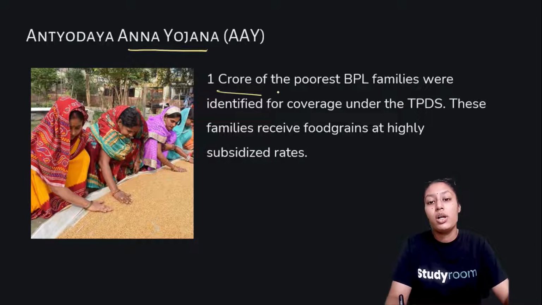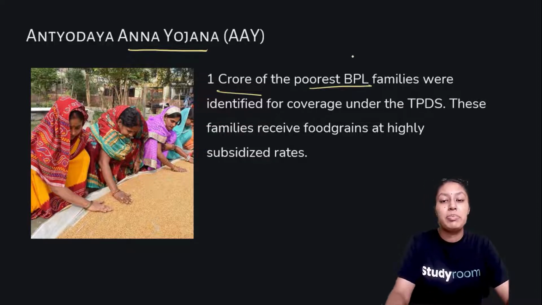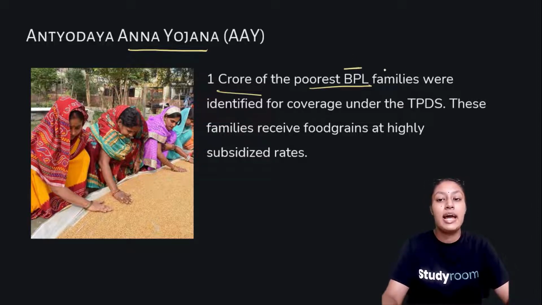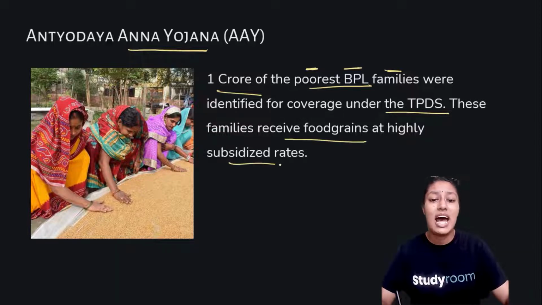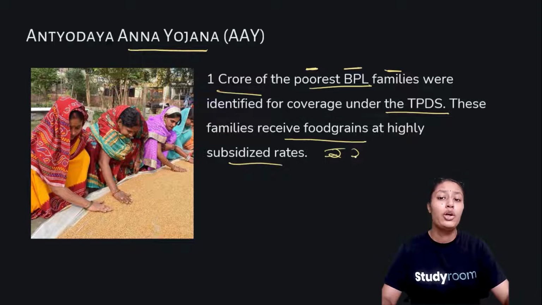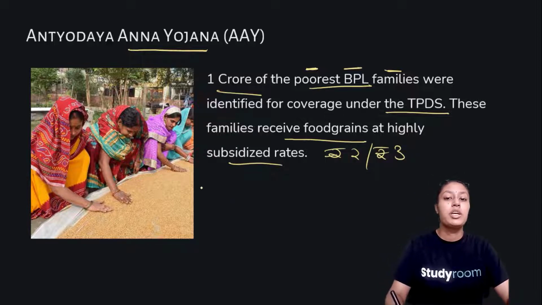This targets 1 crore of the poorest BPL families, means below poverty line families. It targets the poorest of below poverty line families that were identified and were covered under TPDS, targeted public distribution system. Okay. These families have received food grains at a highly subsidized rate, which is like 2 rupees or 3 rupees per kg.